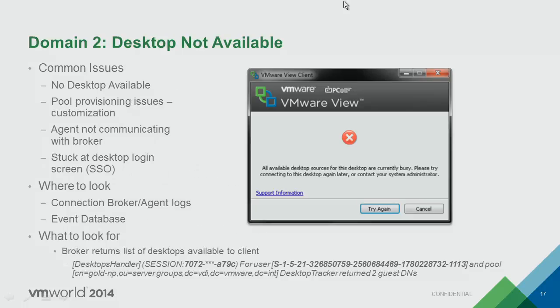So the next domain is talking about a desktop not available. This is also pretty common. Like we were talking about with pending expired, if things happen from a communication standpoint, you'll have users who can't get in. It's not that they are having a problem, they just can't flat out get in. It's just not happening. So there are a number of things that we can look for, and a number of places to look. Of course, again, the logs and the event database. We are going to log events for this.